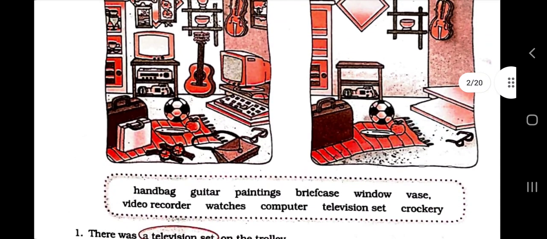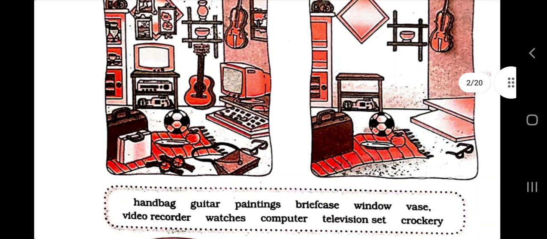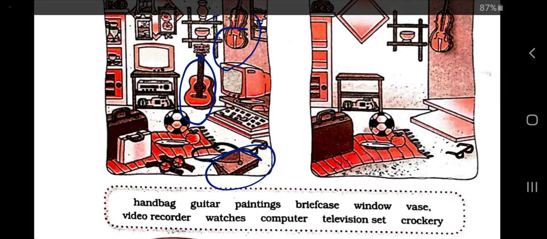Now let's see, just have a simple idea. Like here is the handbag, the guitar is at two places, paintings are hanging on the wall, the briefcase is lying here, there is the vase.